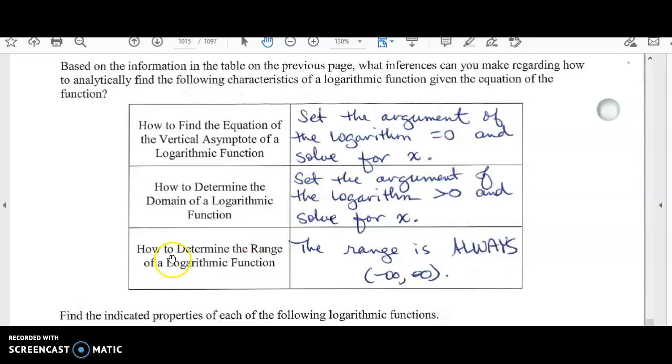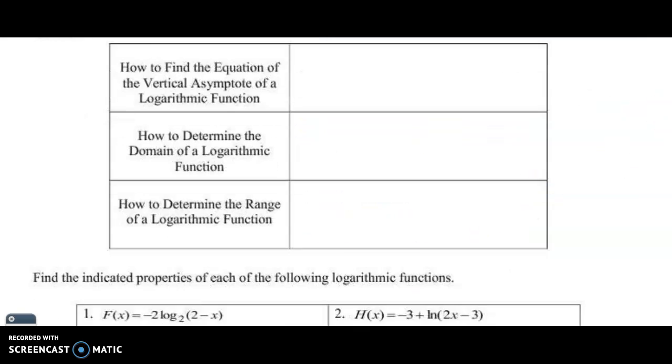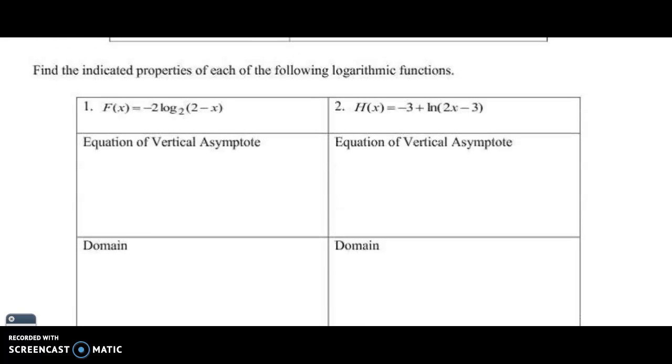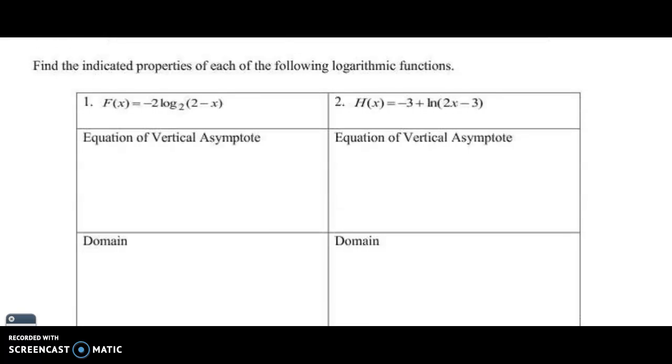And because the domain of an exponential function is all reals, it's always from negative infinity to infinity, then the range of a logarithmic function should always be negative infinity to infinity. So hit pause before I jump back to the notes, because I will work through the rest of these. And by the way, if you have questions, still write them down and just bring them to class. So for instance, this is what I was talking about.